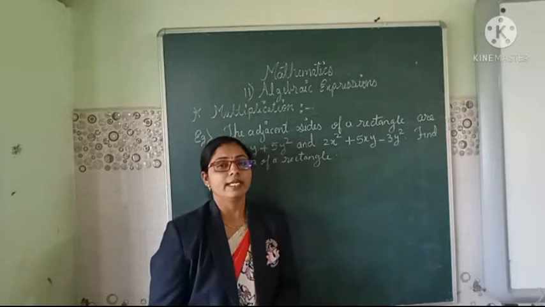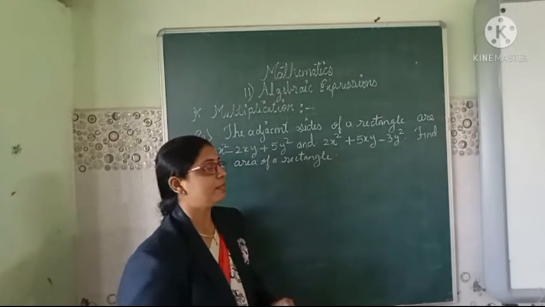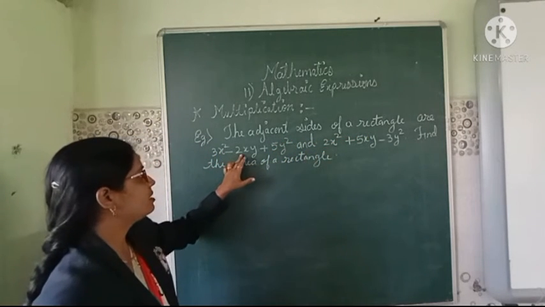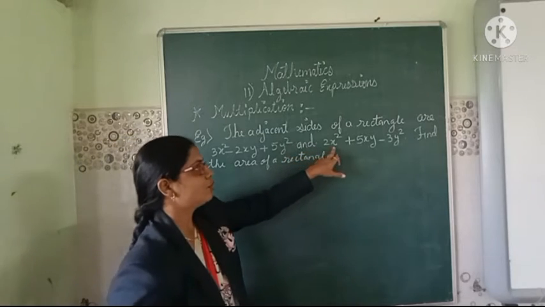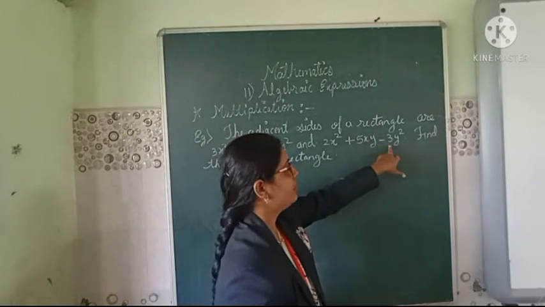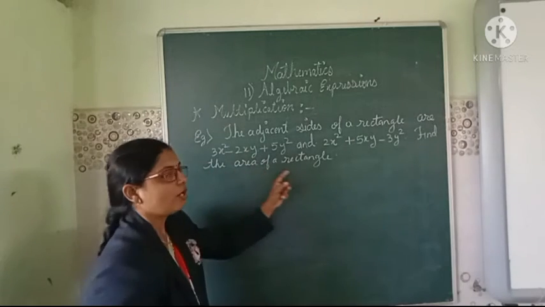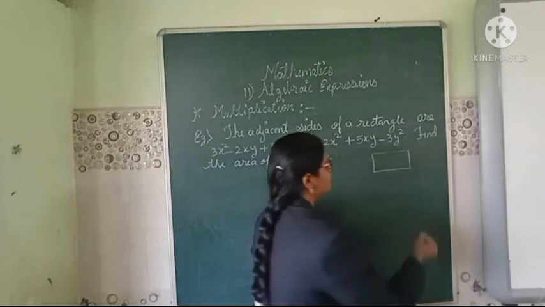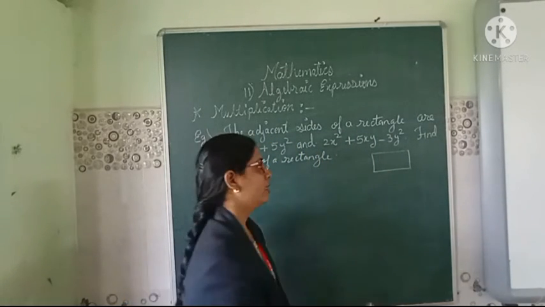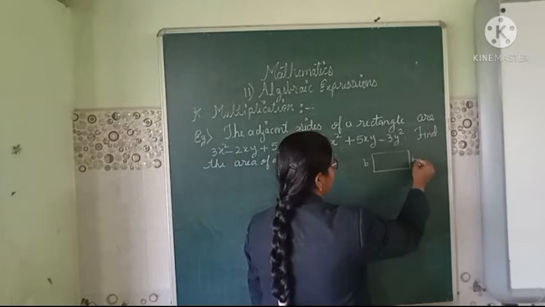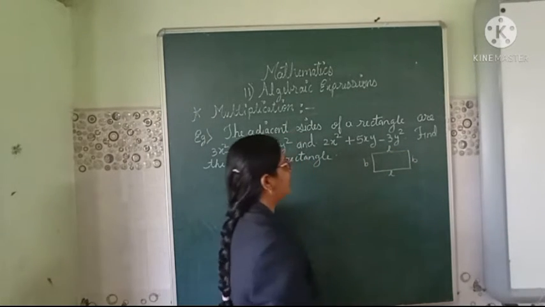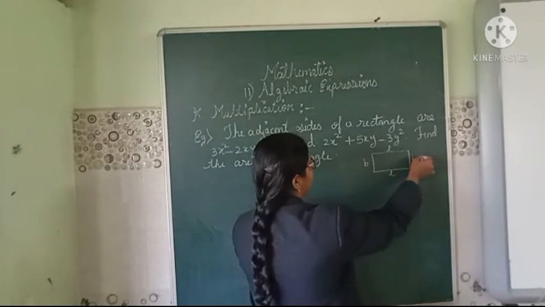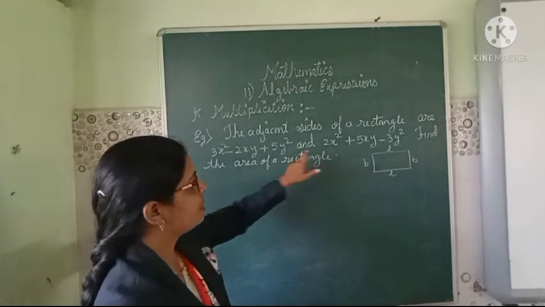Now, let us have a look at the example: the adjacent sides of a rectangle are 3x square minus 2xy plus 5y square and 2x square plus 5xy negative 3y square. Find the area of the rectangle. So you know very well how the rectangle is. A rectangle has two sides equal. This is the breadth which will be equal. This is the length which will be equal. And what is said here? Adjacent sides. Adjacent sides means these sides. So adjacent sides are given as this.